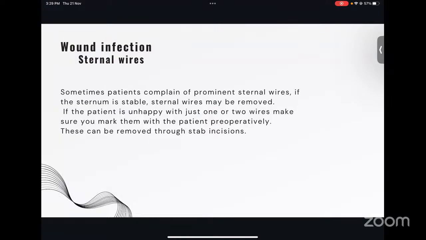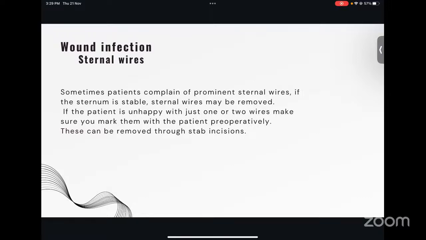Sternal wires: sometimes the patient will complain of prominent sternal wire. This is commonest in a very thin patient. If there is sternal instability, sternal wire may be removed and should be done under general anesthesia, of course, with appropriate invasive monitoring. Even a simple removal of sternal wire may lead to an unexpected resternotomy.